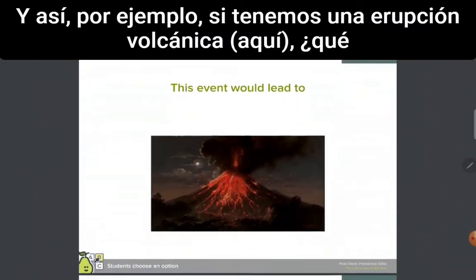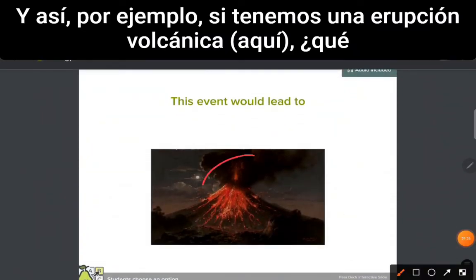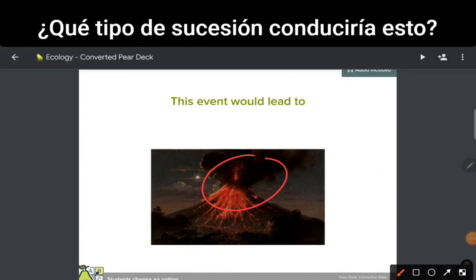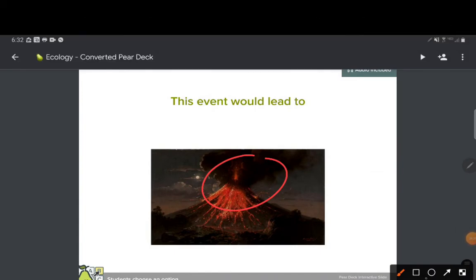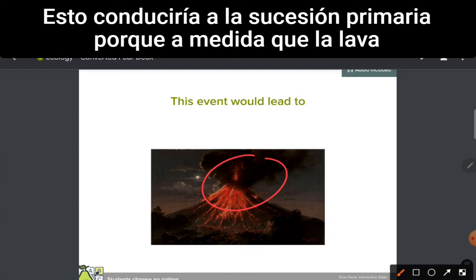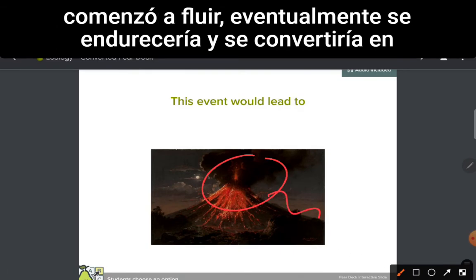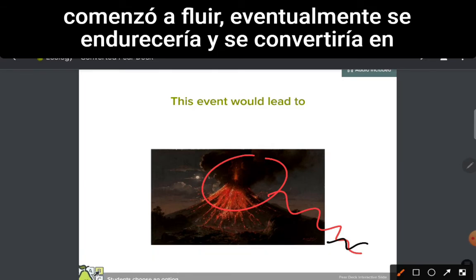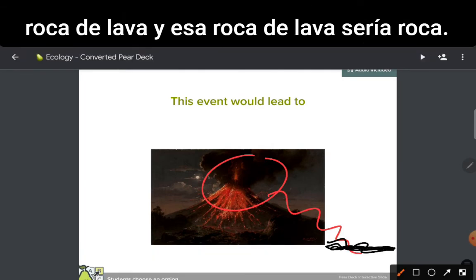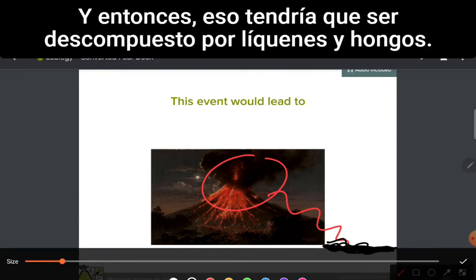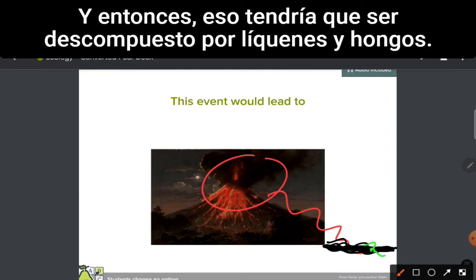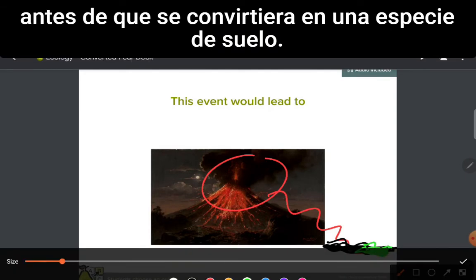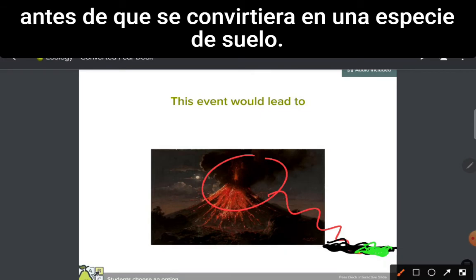And so for example, if we have a volcano eruption here, what type of succession would this lead to? This would lead to primary succession because as that lava started to flow, it eventually would harden and become lava rock. And that lava rock would be rock. It would not be soil. And so that would need to be broken down by lichen and fungus before it became some sort of soil.